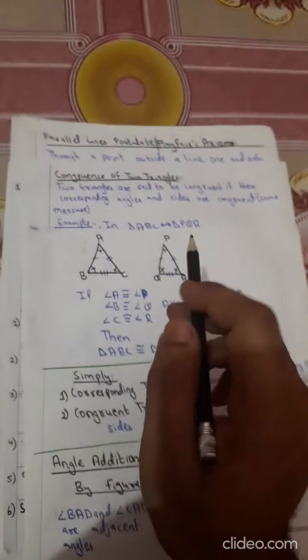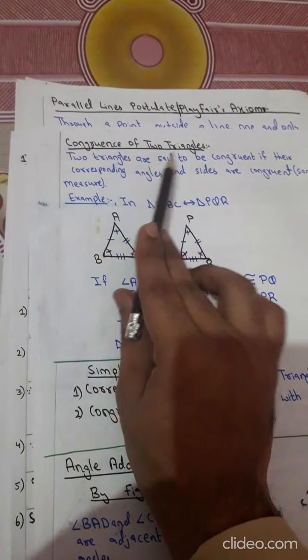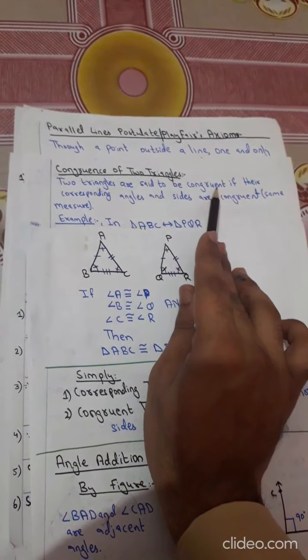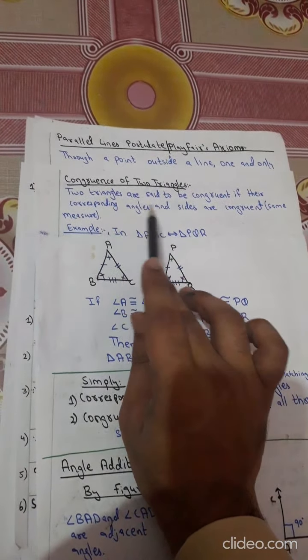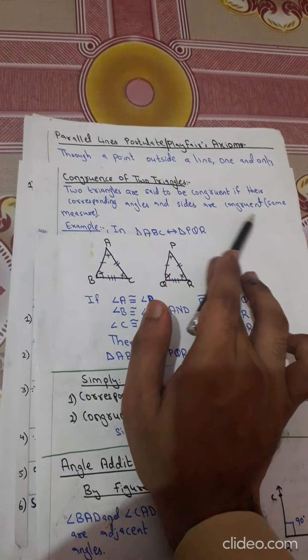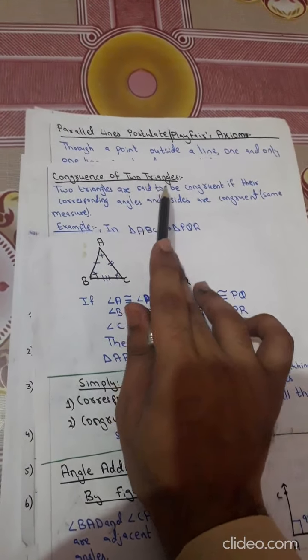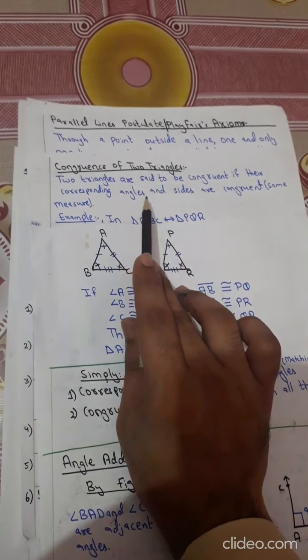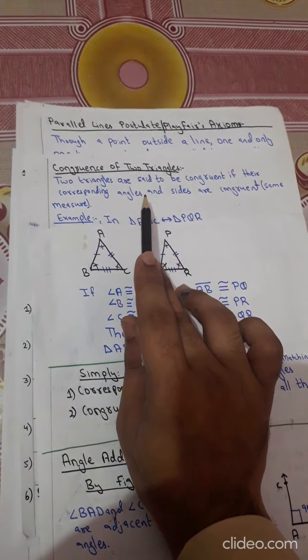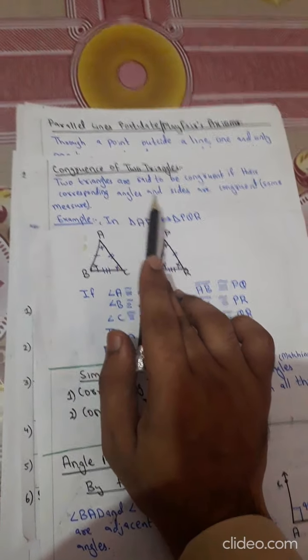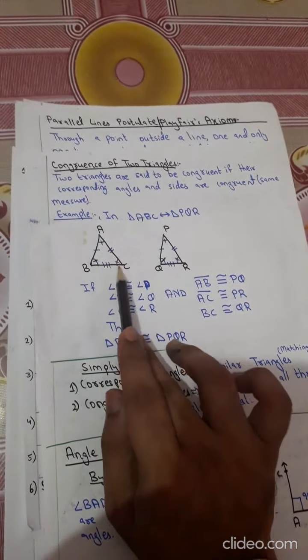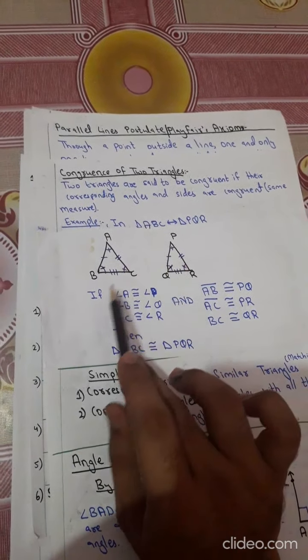The other definition is congruence of two triangles. Two triangles are said to be congruent if their corresponding matching angles and sides are congruent, meaning same measurement. Simply, two triangles have the same measurement if all their sides and angles have the same measurement. We have an example: triangle ABC and another triangle PQR.